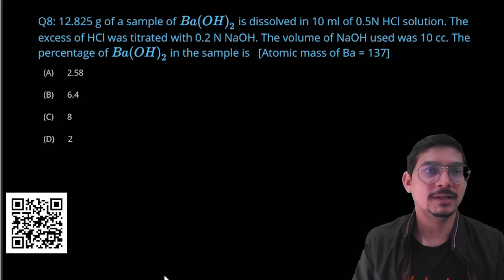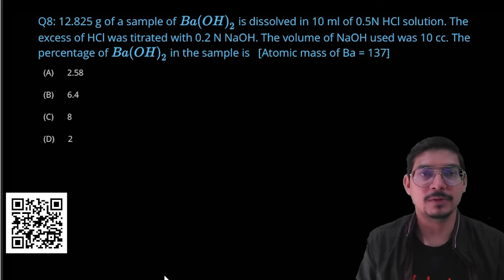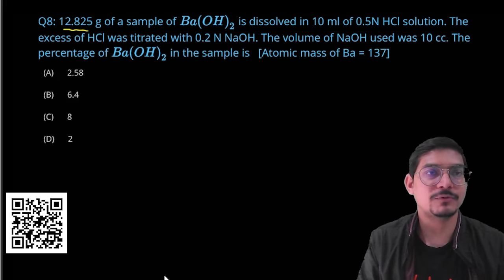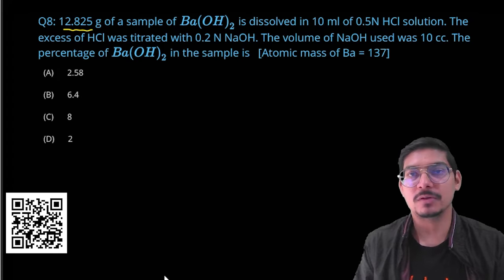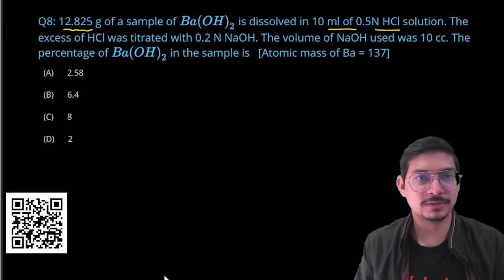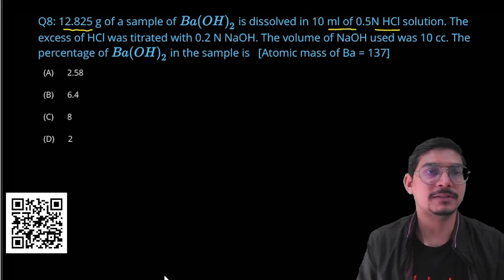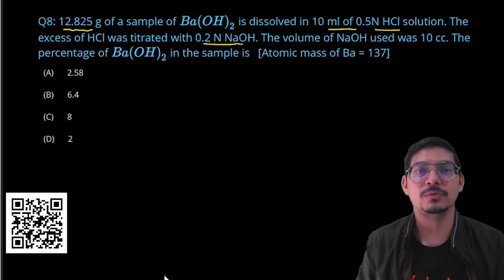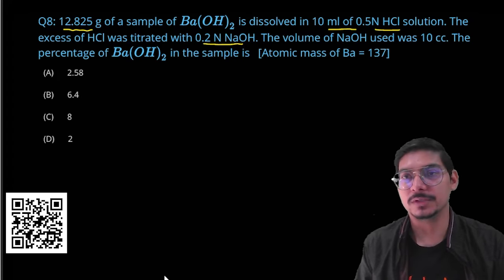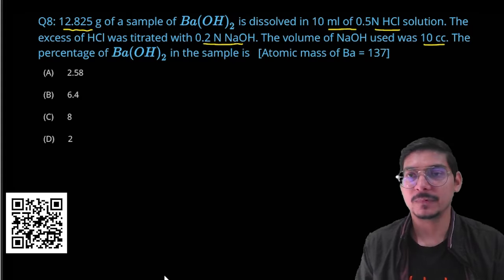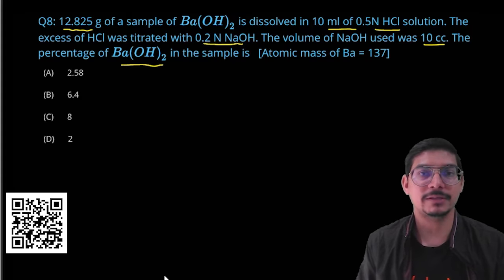Hi everyone. In this question, we are given a sample of barium hydroxide of mass 12.825. This is dissolved in 10 ml of 0.5 normal HCl solution, and the excess of HCl was then titrated with 0.2 normal NaOH, whose volume consumed was 10 ml, 10 cc. We have to calculate the percentage of barium hydroxide in the sample.